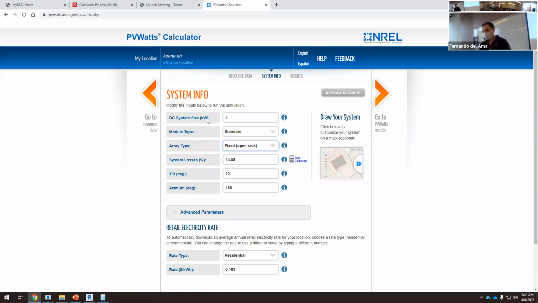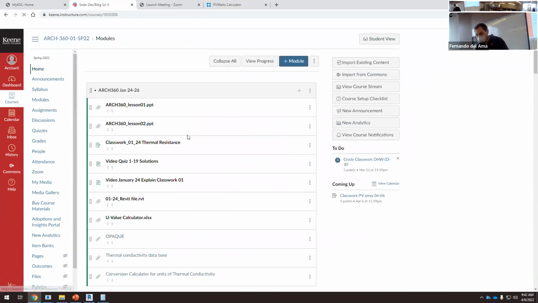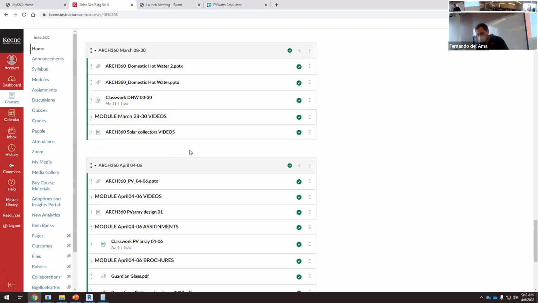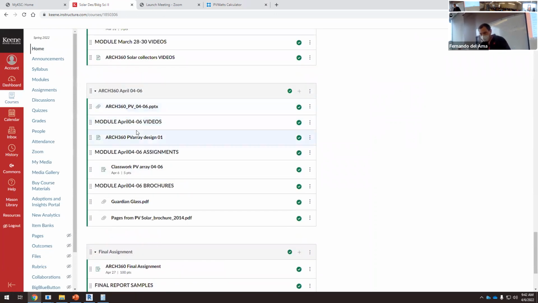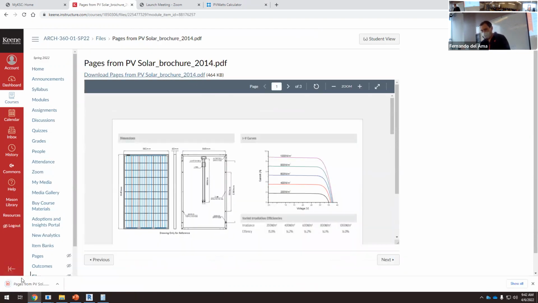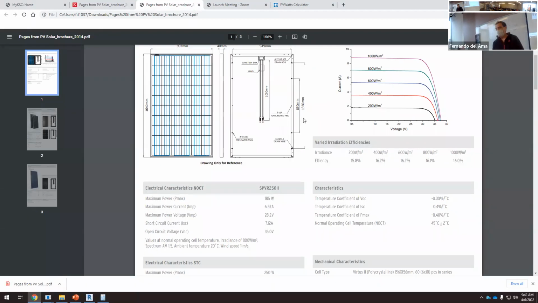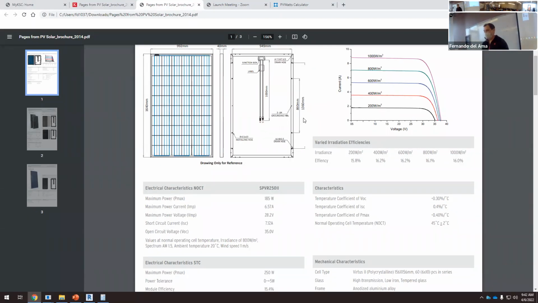And where do we get this information? I have uploaded place. Okay, this is the glass. This is just a double glazing, triple glazing. But I have uploaded this PV solar brochure that I took from my favorite website, Alibaba. And okay, so this is what we have to look at now.